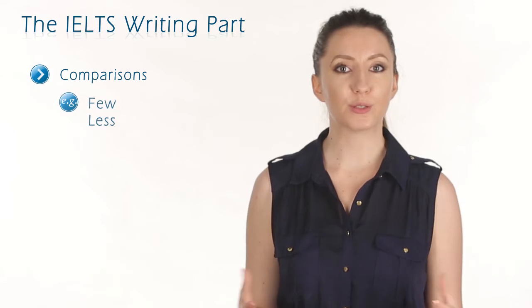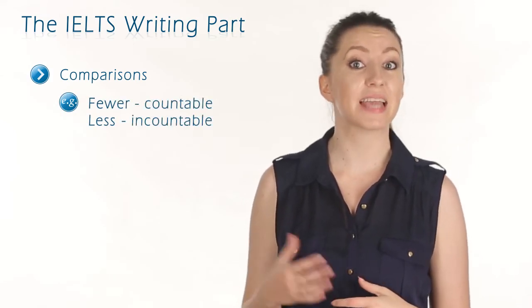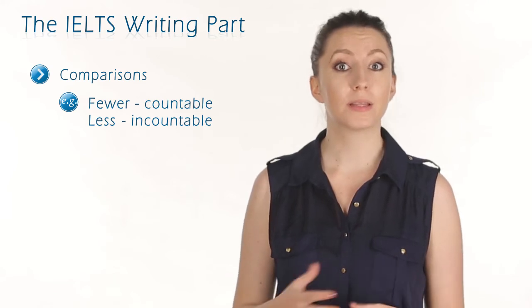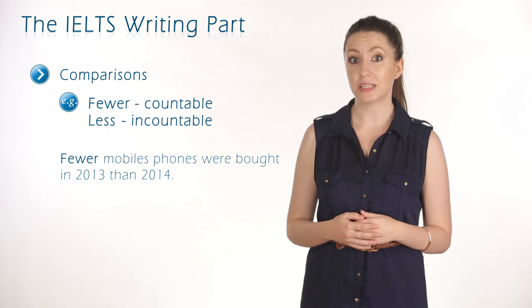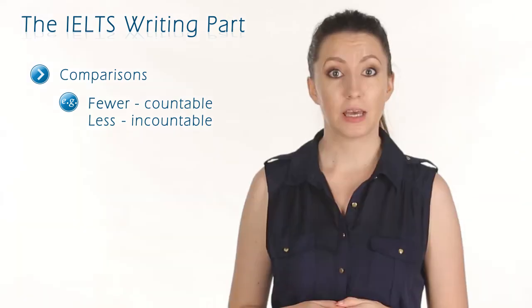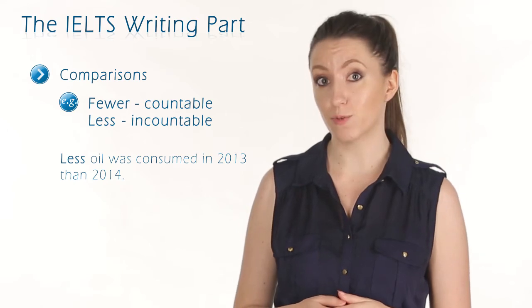Now let's look at the words fewer or less. If the word is uncountable, we use less. If it is countable, we use fewer. Let's have a look at an example. Fewer mobile phones were bought in 2013 than 2014. Less oil was consumed in 2013 than 2014.